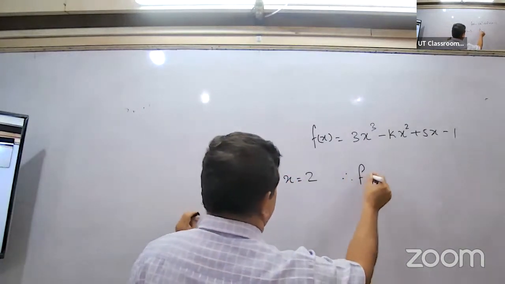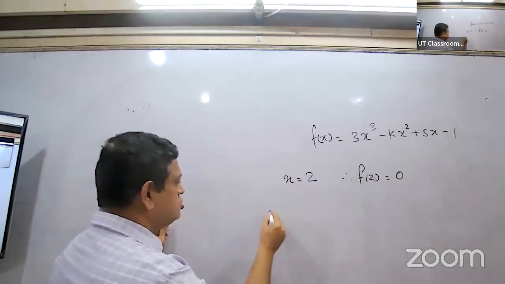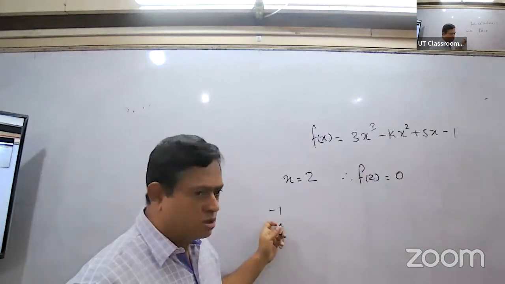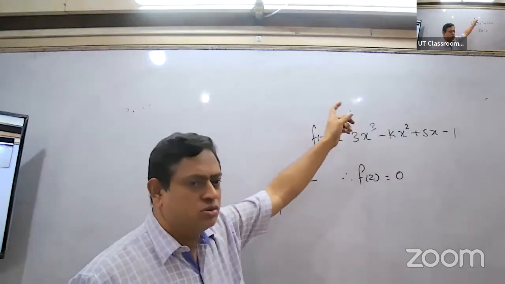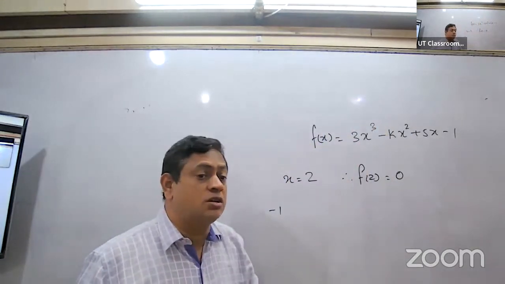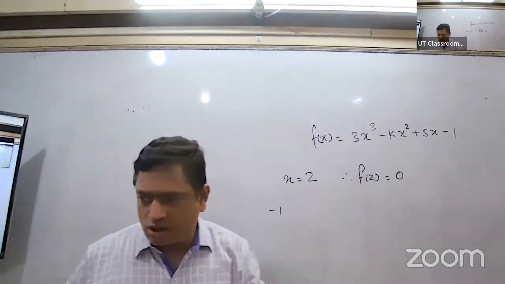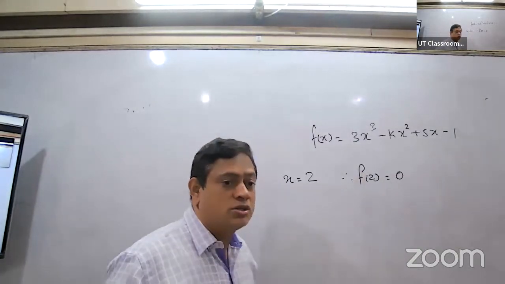Therefore, f of 2 will become how much? 0. If minus 1 is a zero, what is the meaning of that? Replace x equal to minus 1, the answer becomes 0. This is 9th standard, you studied factor theorem and all. If x plus 1 is a factor, x minus 1 is a factor, like that, the same thing. Factor of a polynomial is same as a zero.